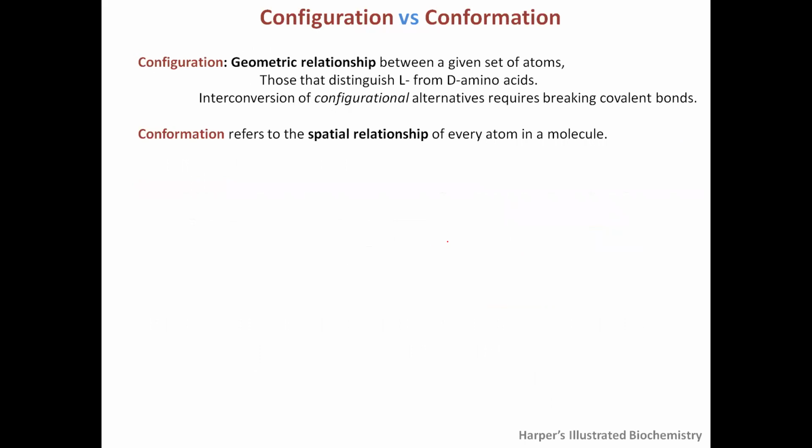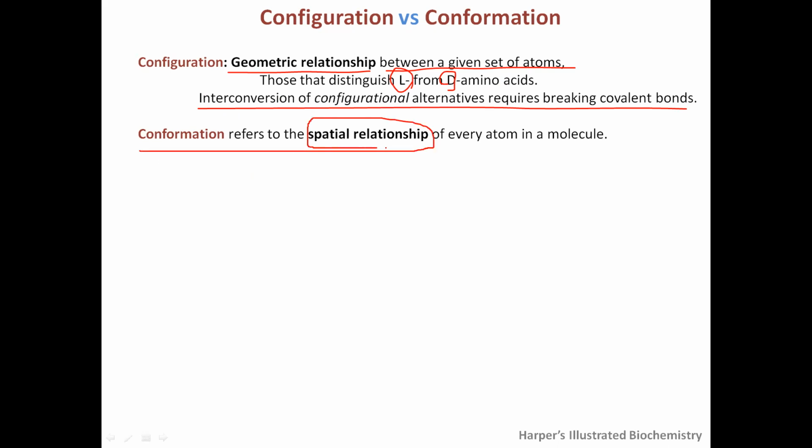Configuration versus conformation. It seems that these both are the same, but by definition, configuration is the geometric relationship between a given set of atoms that is part of the protein. Those distinguish L from the D amino acids. An interconversion of configurational alternatives requires breaking covalent bonds, whereas the conformation refers to the spatial relationship, means in the three-dimensional space, the relationship between the atoms in a molecule.